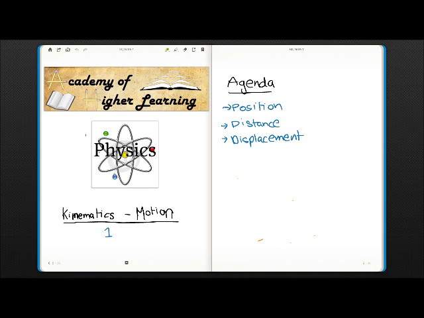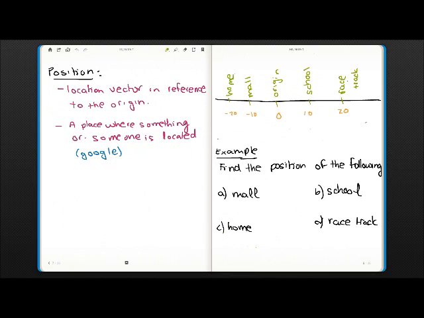Hello and welcome to today's physics video on kinematic motion. In this video I will be going over the following: position, distance, and displacement. So let's start off with position.